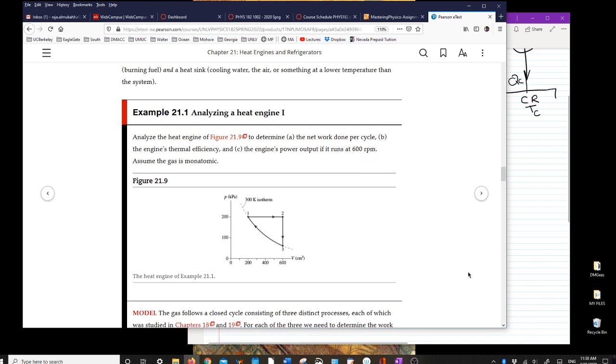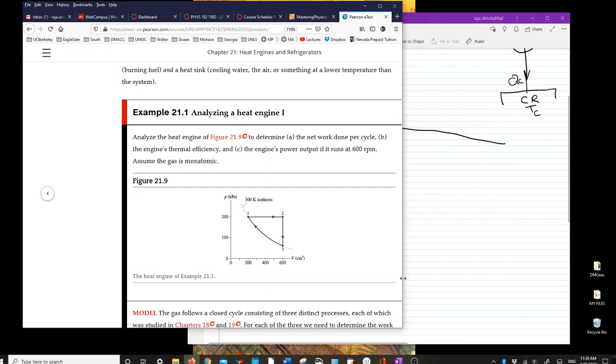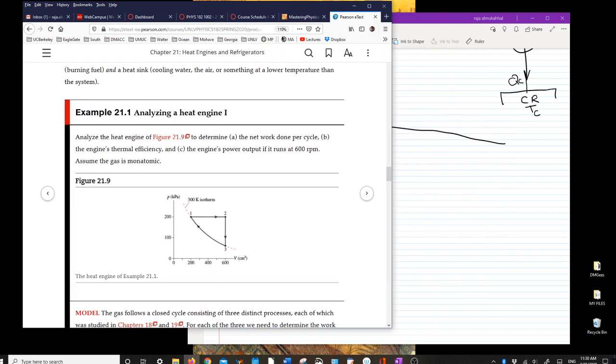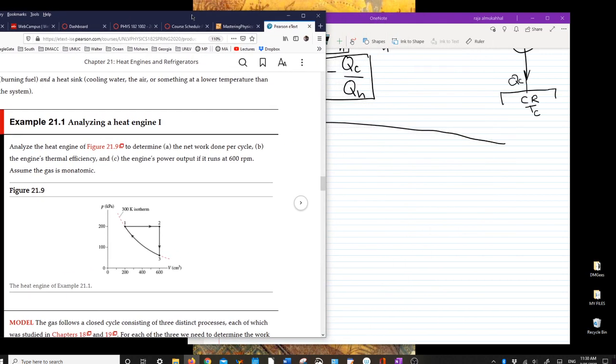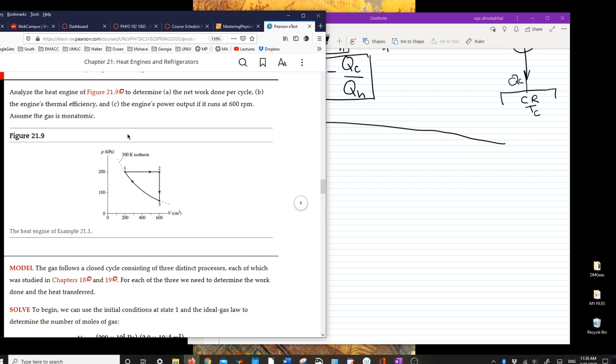So here, what you see says analyze the heat engine. You have the following cycle, and we want to determine the net work done per cycle. And part B, the engine's thermal efficiency and the engine's power output. What you're looking at is an engine that goes through the cycle from 1 to 2, 2 to 3, and then 3 to 1, and then repeats over and over again.